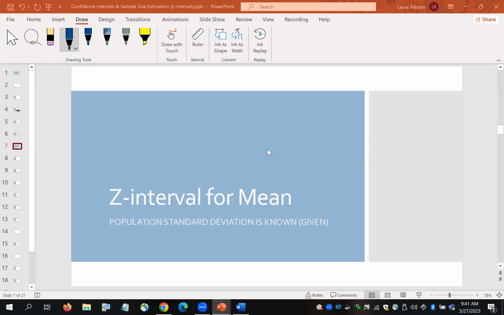Okay, so today's lesson is we're going to focus initially on the Z interval for the population mean. And again, we use the Z interval.